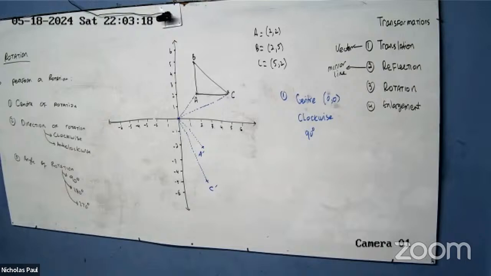Do B prime one time. After you do A prime, and you do C prime, do P prime, then connect it up. Connect it up, and you have your rotated chain.